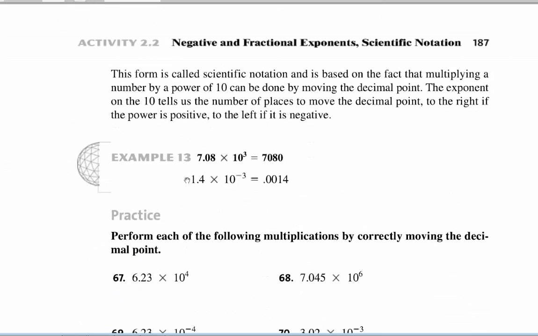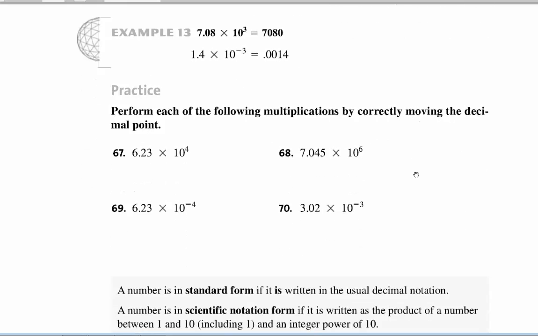So if you take a look at their example 13, I have 7.08 times 10 to the 3. Essentially, I'm going to move the decimal place 3 times to the right. So if I have 7.08, I can move the decimal 3 places to the right, and they have an equivalent answer. If I have a -3 as an exponent, I'll move the decimal place 3 places to the left. So 1.4 becomes 0.0014.